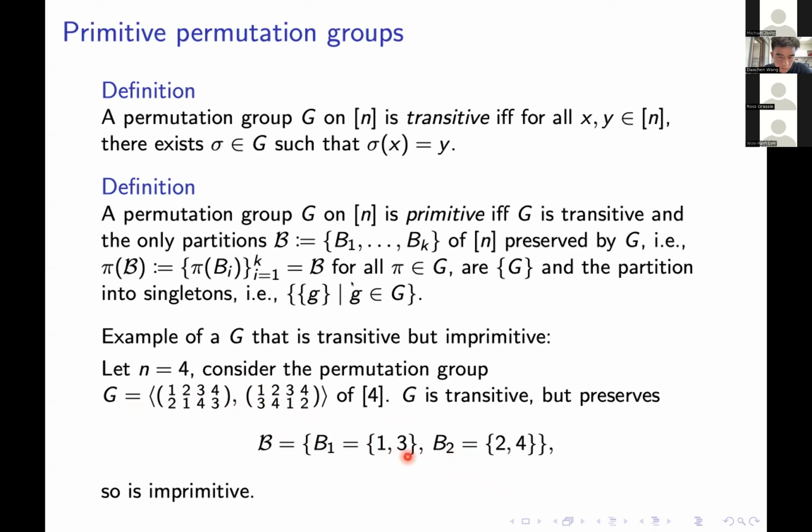So let's just map the first element onto this partition. 1 gets mapped to 2, 3 gets mapped to 4. So B1 just becomes B2, and B2 becomes B1. So this partition remains invariant under this permutation group. So it is imprimitive.